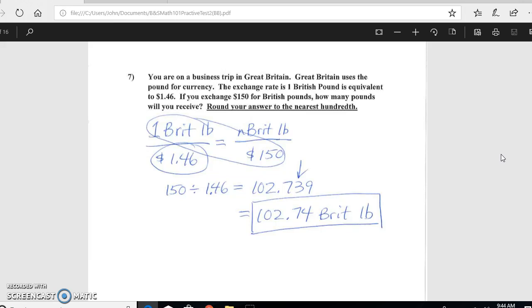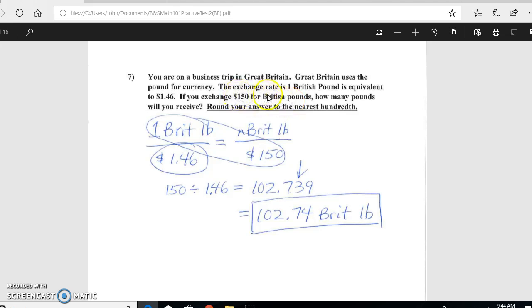The exchange rate is 1 British pound is equivalent to $1.46 US. If you exchange $150 for British pounds, how many pounds will you receive? Round your answer to the nearest hundredth. So we want to convert the $150 into British pounds.